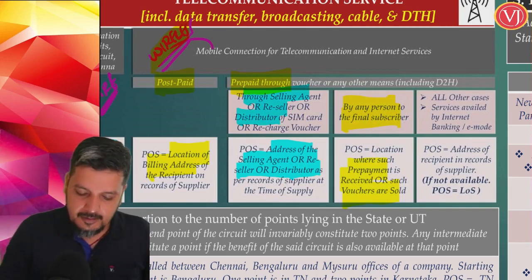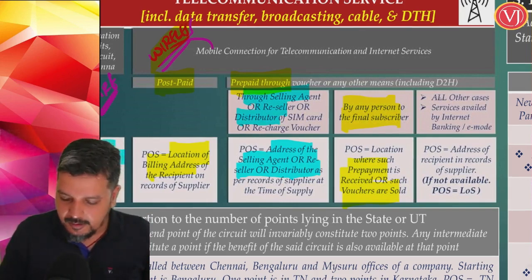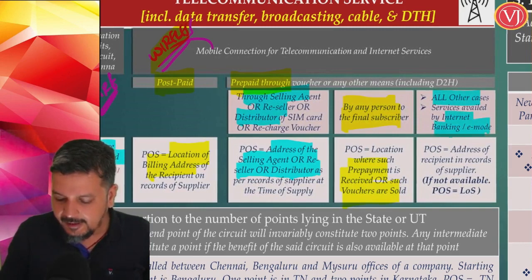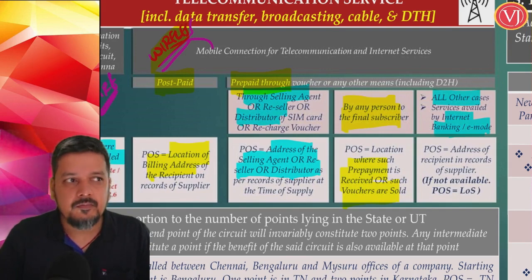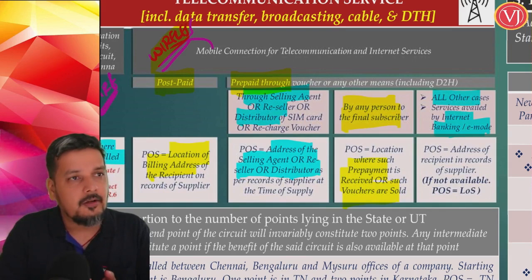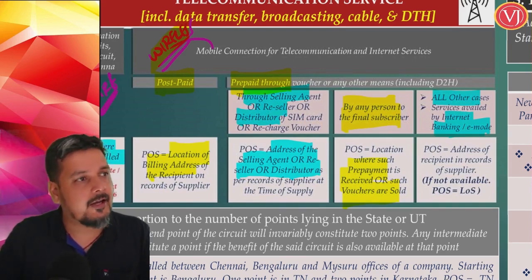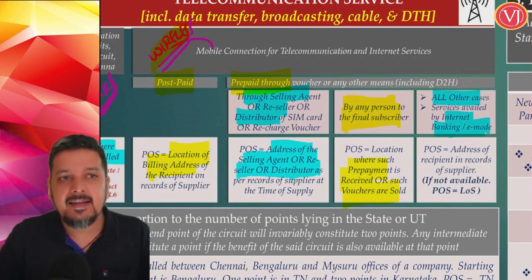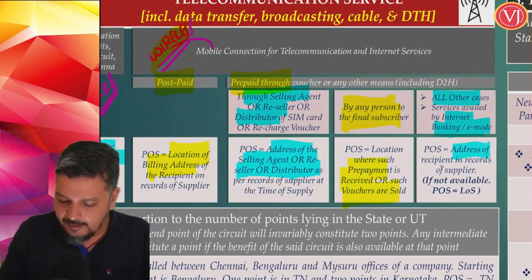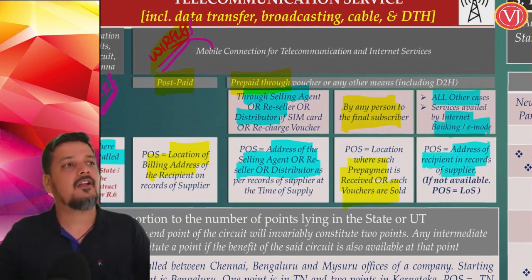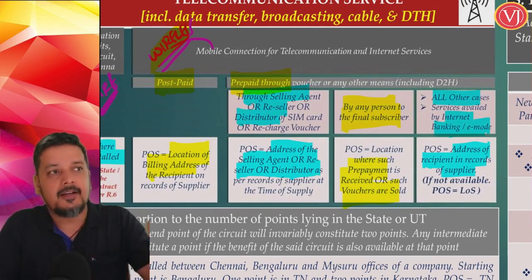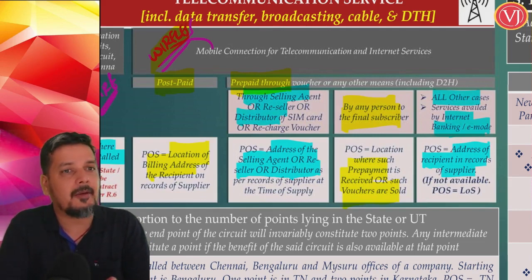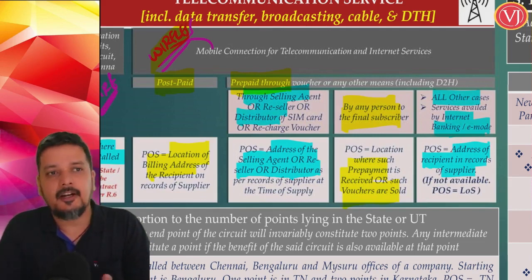But if you are talking about other cases where the payment is made via internet banking or electronic mode, a lot of times what are we doing now? Even if you are taking it from distributor or Jio, we are making the payment through internet banking or electronic mode, Paytm or GPay, correct? In that case, it is address of recipient in records. You don't go to the distributor's place and give him the cash. You directly call him and tell him to do the recharge. You directly make the payment by internet or any electronic mode.